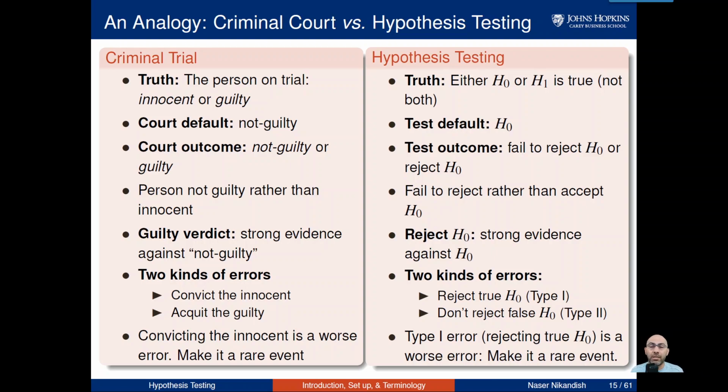Let's look at the other side in hypothesis testing. Either H0 or H1 is true. And the default is that H0 is true, all right? Court outcome is going to be either you are not guilty or guilty. And in hypothesis testing, we are going to say either fail to reject H0 or reject H0. Okay, remember, I did not say accept H0. Either I'm failing to reject H0 or rejecting H0. Why is that? Because there's no guarantee that if I collect more and more data, my result is not going to change. All right, and it's the same thing in court.